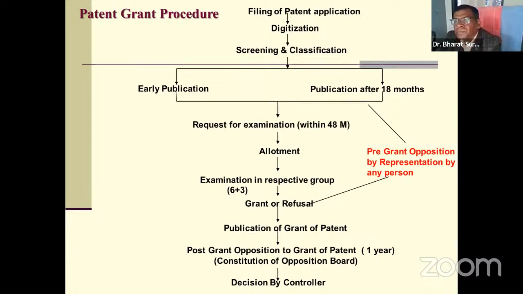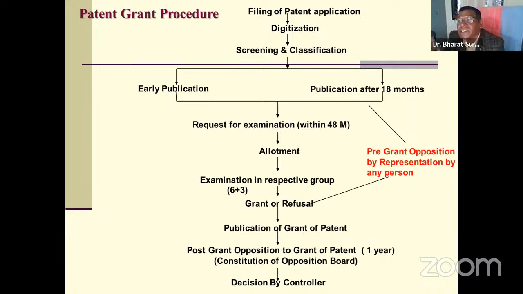Then they have to reply within 6 months. If you are unable to reply, you can take an extension of 3 months by filing Form 4. Again, a 3-month extension. Within 9 months, by hook or by crook, you have to file the reply. If the reply is persuasive, we grant the patent.